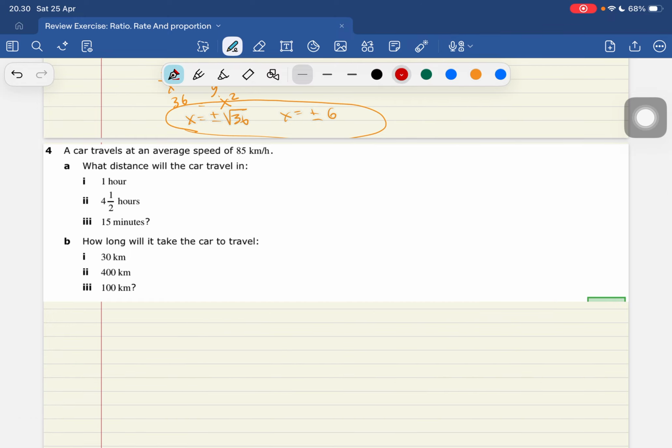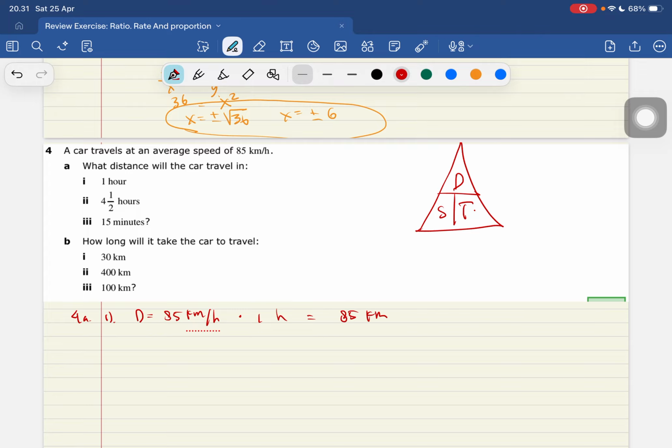Number 4, a car travels at an average speed. Okay, remember the triangle. This is distance, speed, and this is time. What distance will the car travel in 1 hour? So number 4A, the first one, 1 hour. The distance equals speed, 85 km per hour, multiplied by 1 hour, so we got 85 km.